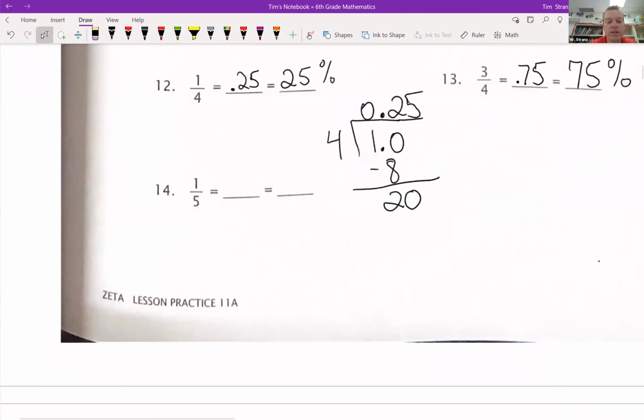And then number 14, 1 divided by 5. If we take 1 divided by 5, 5 goes into 1 0 times. It goes into 10 2 times. So your decimal is going to be 0.2. Move that decimal over 2 times to the right, which would give you 20%.